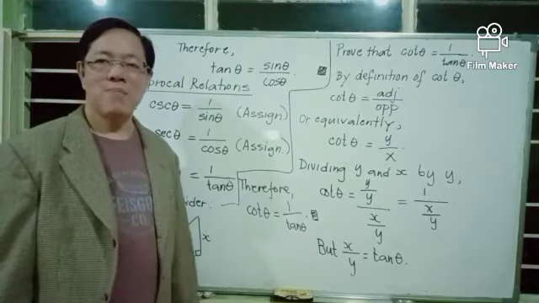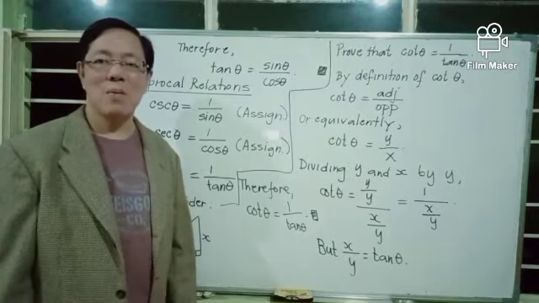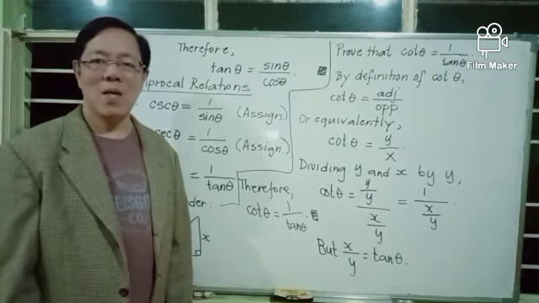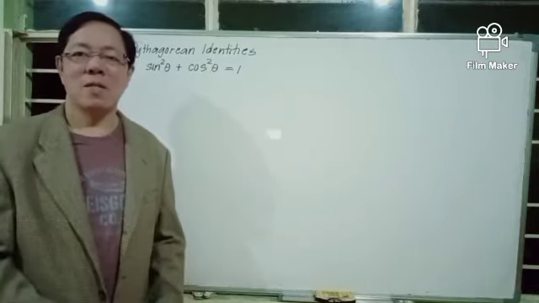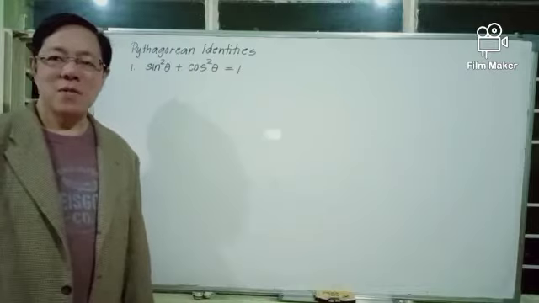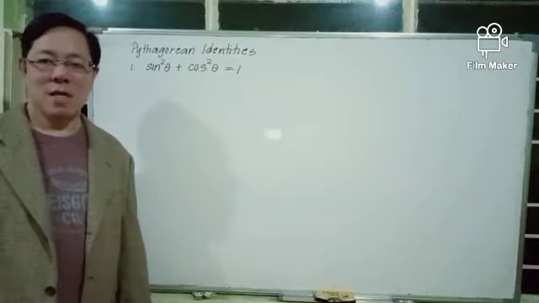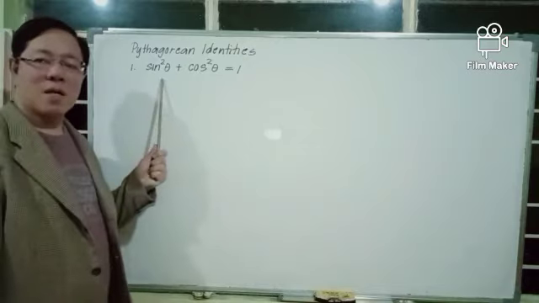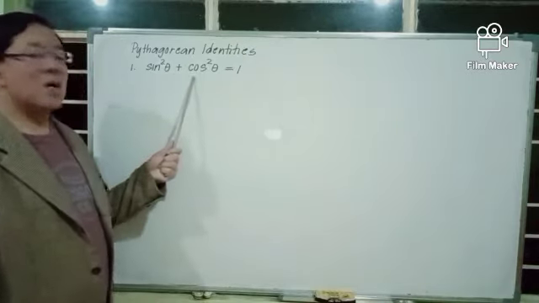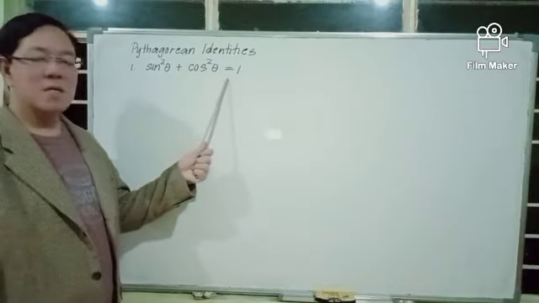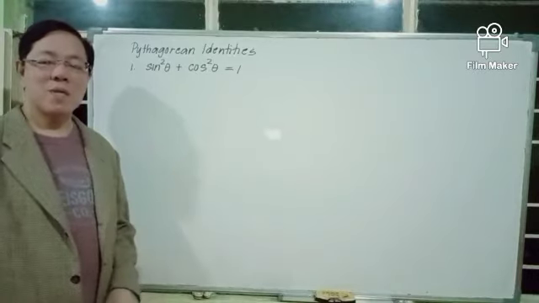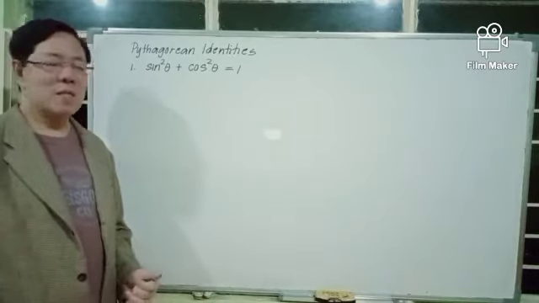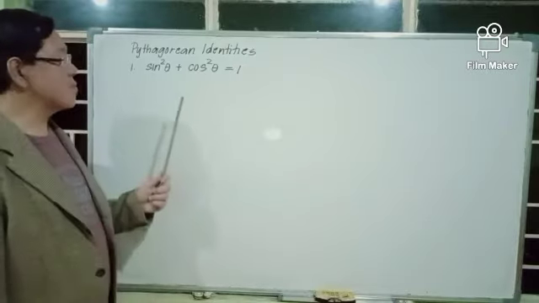We now state the last three fundamental trigonometric identities, known as the Pythagorean identities. The first of these three Pythagorean identities says that sine squared theta plus cosine squared theta is equal to 1. And from this Pythagorean identity, we can derive the other two Pythagorean identities. We start with the second.